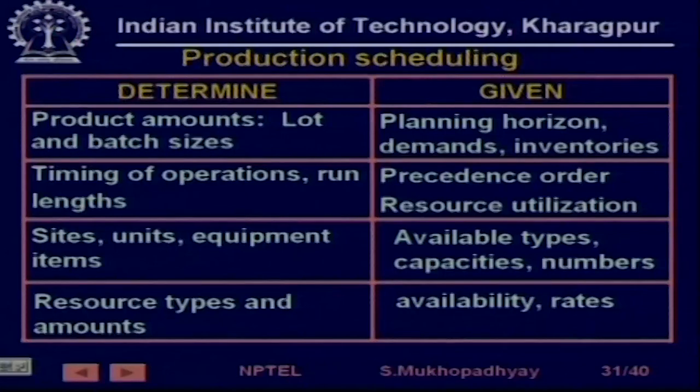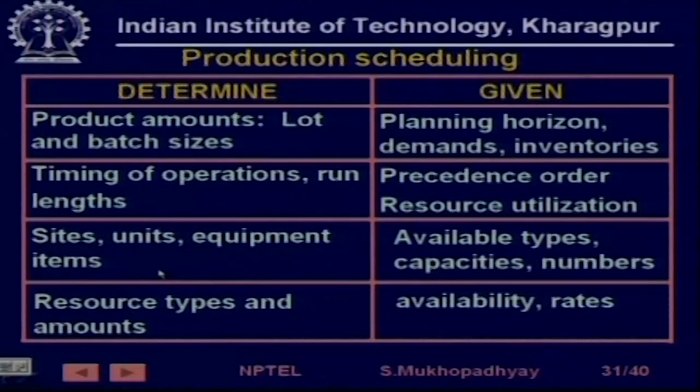You can plan timings of operations, the run lengths, that is, each set of batches, how you are going to run them, and that you can actually determine if you know the precedence order in which the machining has to be done and the resource utilization. Similarly, you can determine at which sites you are going to produce these, using which units, which equipment items, etc. Okay, so this is what you essentially do in production scheduling.